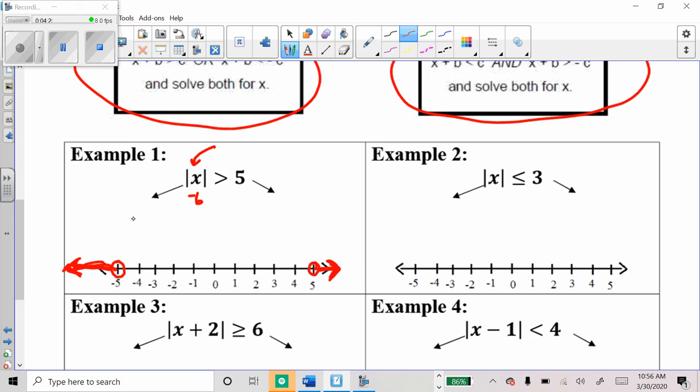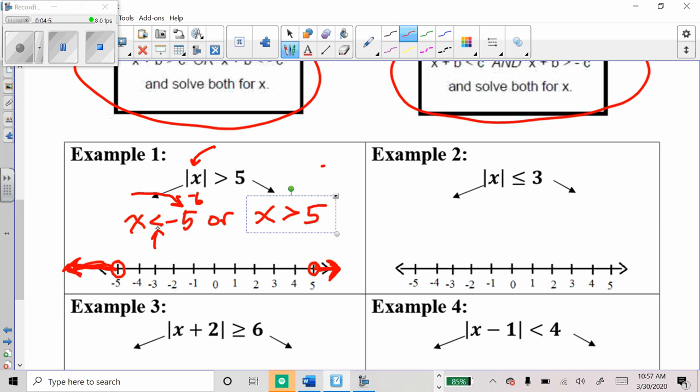So here's what it looks like. It looks like this is definitely going to be an OR situation, because we have this split solutions on the number line, anything less than -5 or greater than 5. Okay, so solving an absolute value inequality is a lot like doing an equation. It's just that when you have the negative part of the equation, you have to flip the sign.